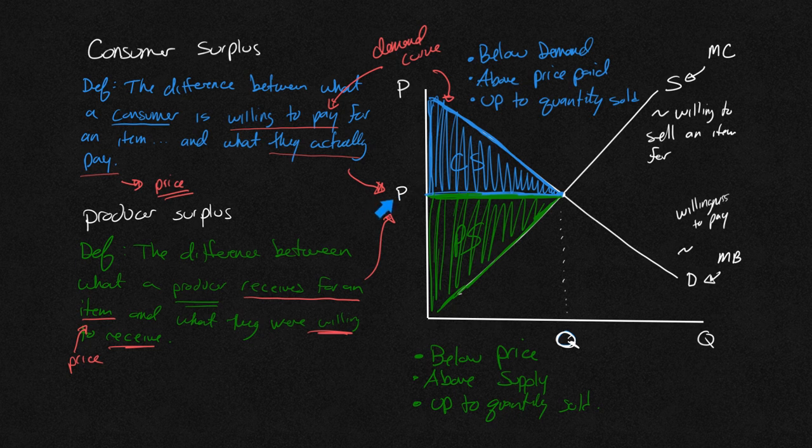Now, if we're doing something like taxes, or we have some sort of subsidy or anything like that, there's a possibility that the price may be different for buyers and sellers, but we'll get to that in a later video.